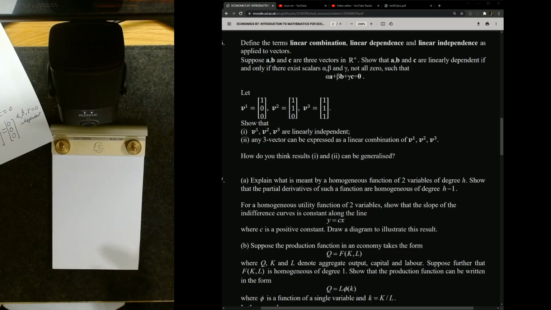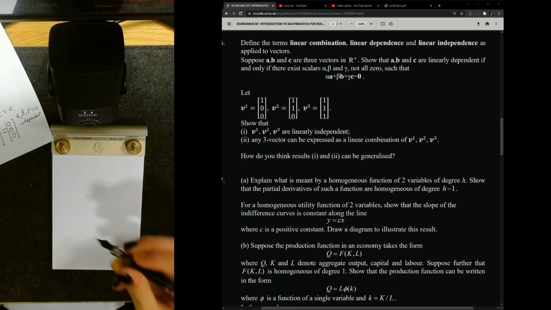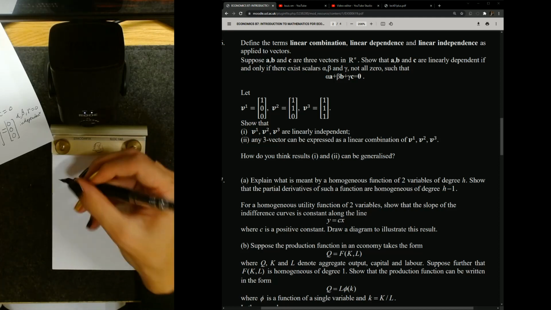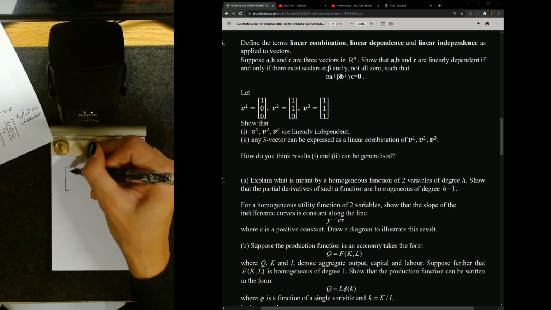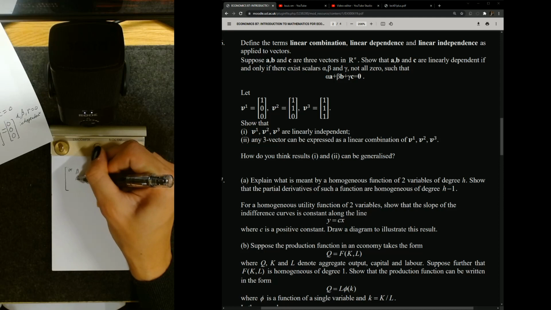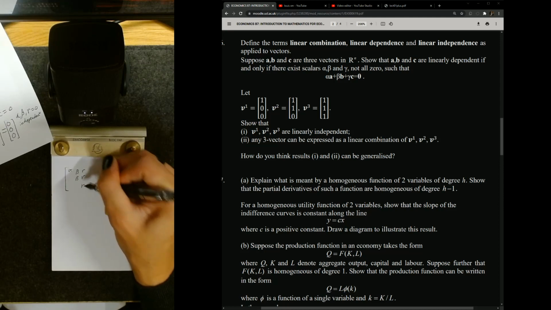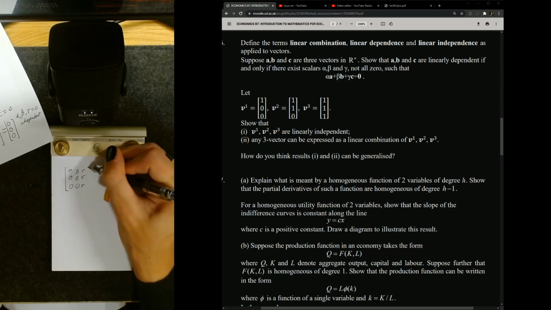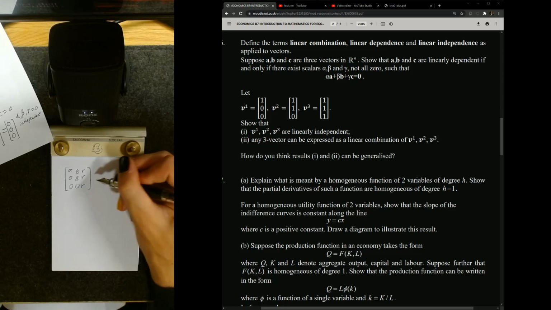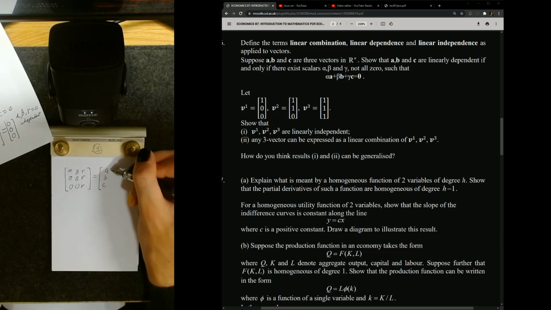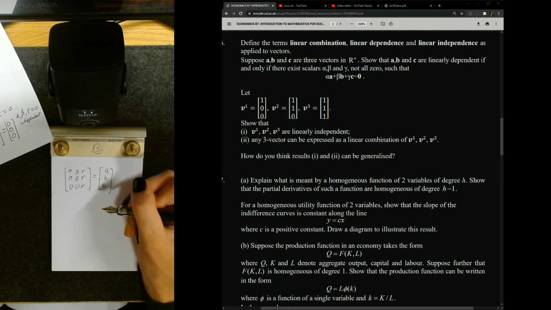Now we want to see if any 3 vector can be expressed as a combination. So let's try this again. Okay, we have our vectors as before, and we're going to multiply them by the scalars alpha, beta, and gamma again. And we want to make it equal to any vector we want. So I'm going to say it is equal to the values a, b, and c, where a, b, and c are anything I want, okay?